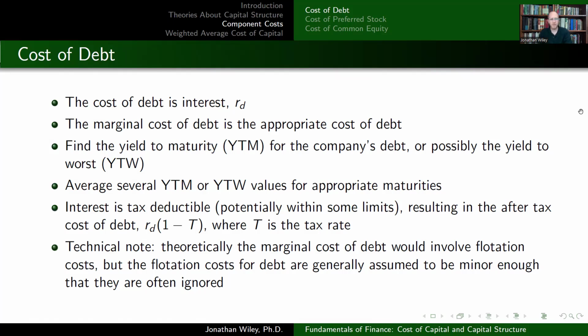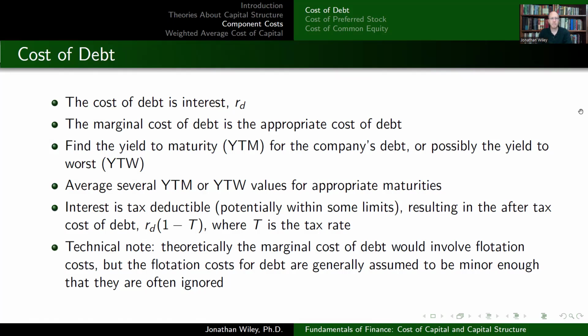Now, to find that, you're going to look at the yield to maturity for the company's current debt today, possibly yield to worst. Let me define yield to worst for a moment. Some bonds are callable, which means the company can pay them off early. If, for instance, it was a 30-year bond, after the first 10 years the company could pay it off. Then maybe 5 years later, at year 15, they can pay it off. Maybe at year 20, then year 25. And then year 30 rolls around, it's coming due, and they're paying it off.